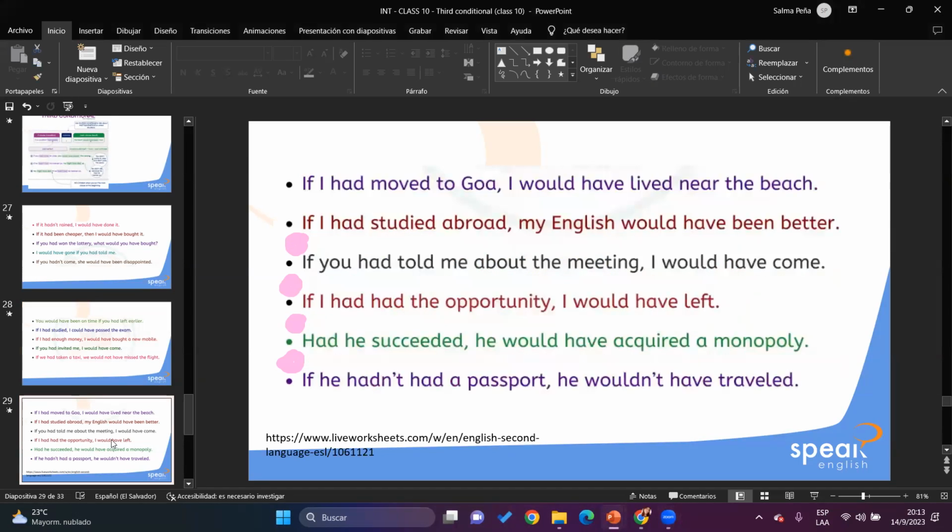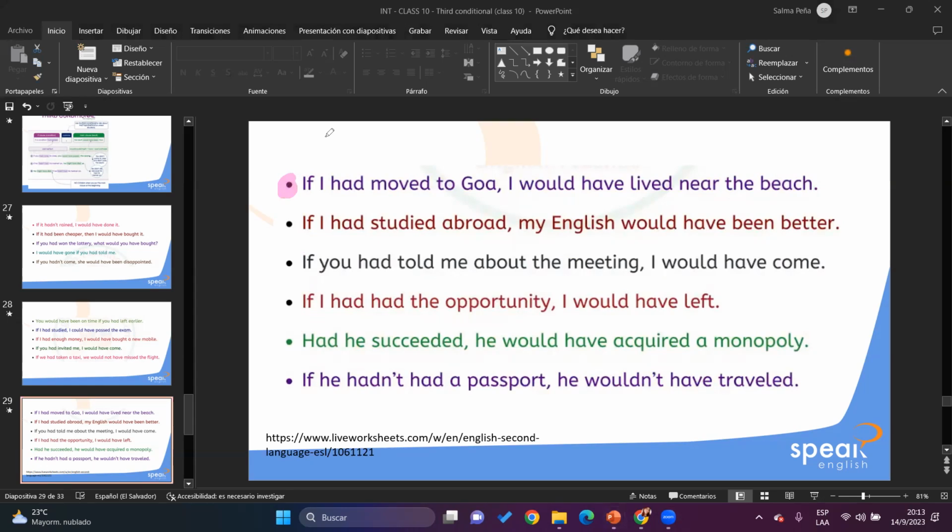That's what it means. That's why they want to say it. Okay, now let's see. We have more. Nelly, help me with the first. If I had moved to Goa, I would have lived near the beach. This is a place. Goa. Yes. It's located in India, I think. It's a state inside of India.